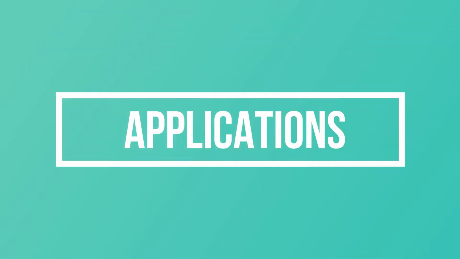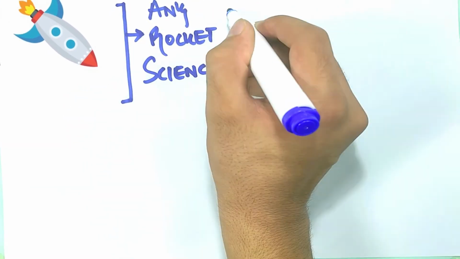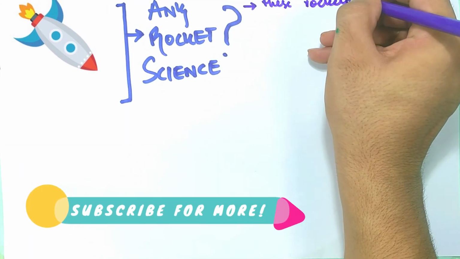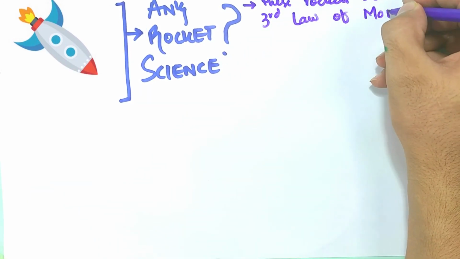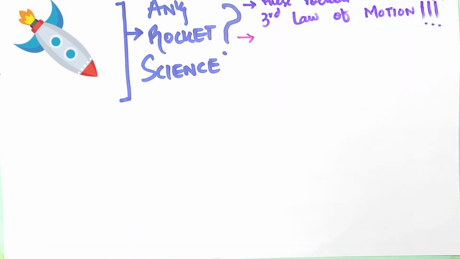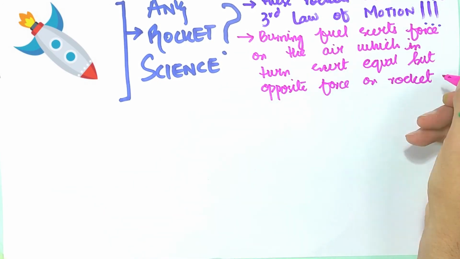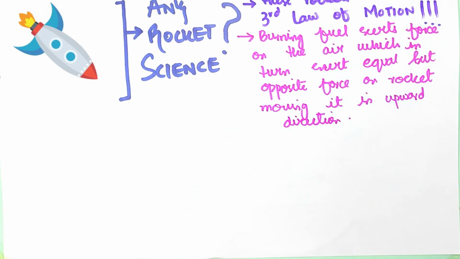Applications of Newton's third law of motion. Do you really feel like there is rocket science behind the working of Elon Musk's or any type of rocket? Not really. You'll get surprised if I tell you that rockets work on the basis of the third law of motion. In a rocket, burning fuel creates a push on the air, which in turn exerts an equal and opposite reaction on the rocket, moving it in an upward direction. This is how a rocket enters space.